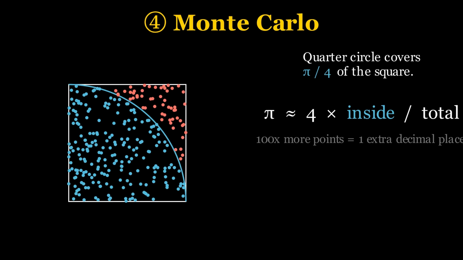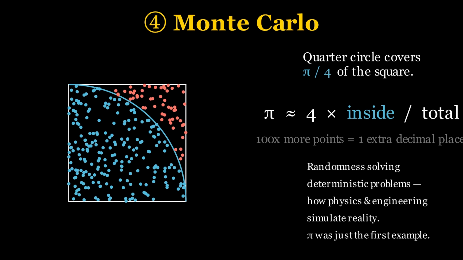But this idea, solving a deterministic problem with randomness is how modern physics and engineering simulate reality. Pi was just the first example.